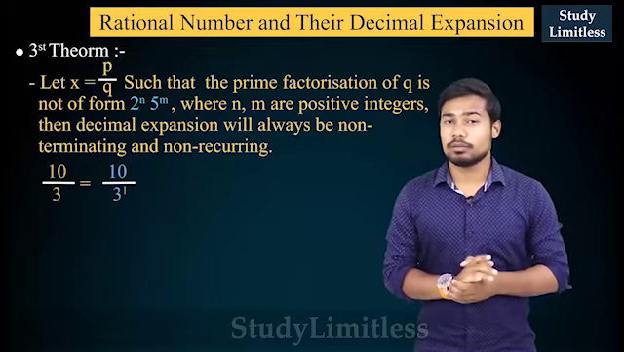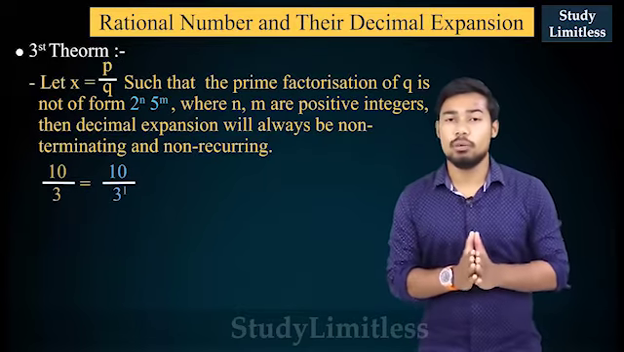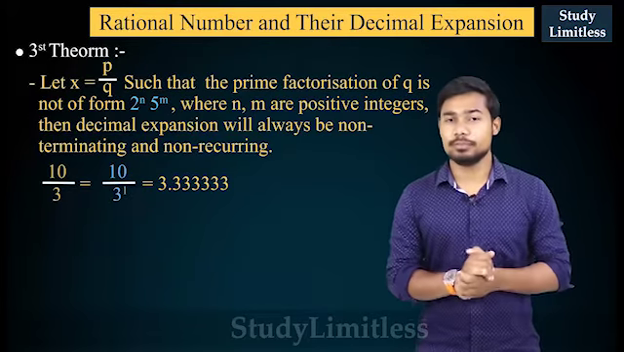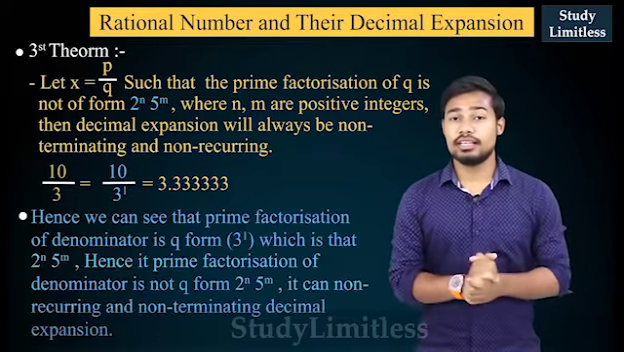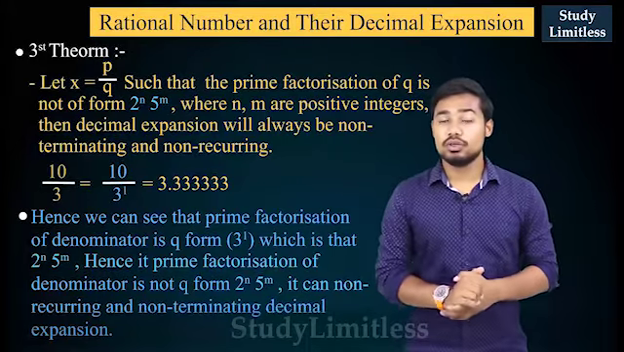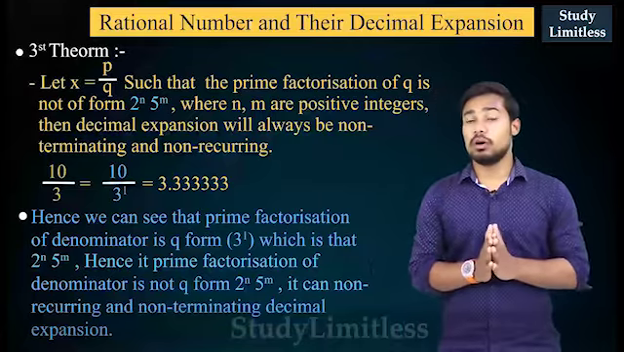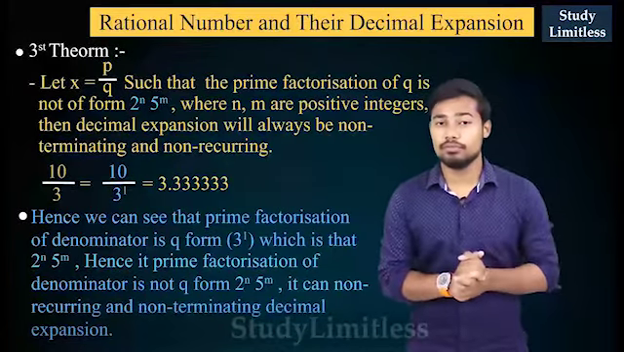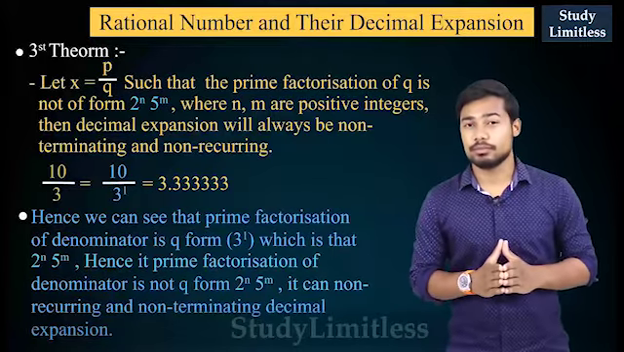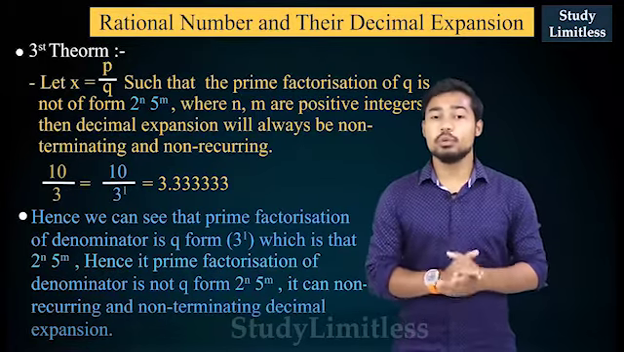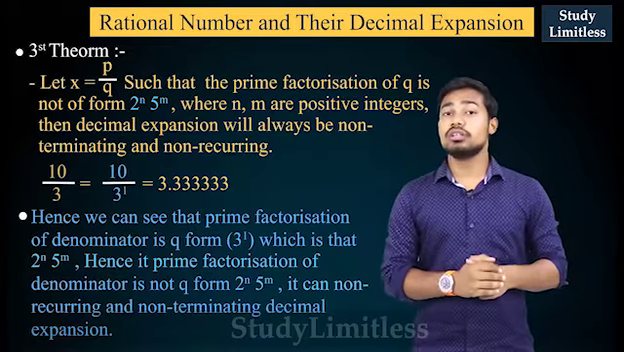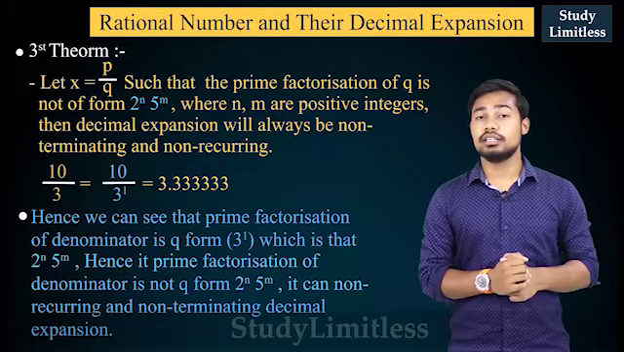For example, if I take the number 10 by 3, which is equal to 10 upon 3 to the power 1, or if I write this in decimal form, I will get 10 by 3 is equal to 3.33333. Therefore, we can say that if the prime factorization of the denominator, that is q, is not of the form 2 to the power n into 5 to the power m, then it has non-terminating and recurring decimal expansion. We take one more example, which is 100 upon 33, which is also equal to 3.33333.